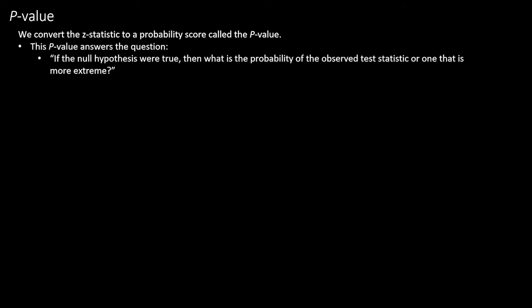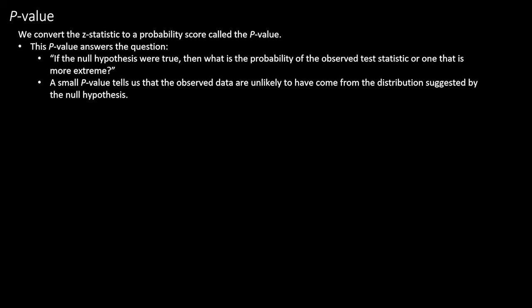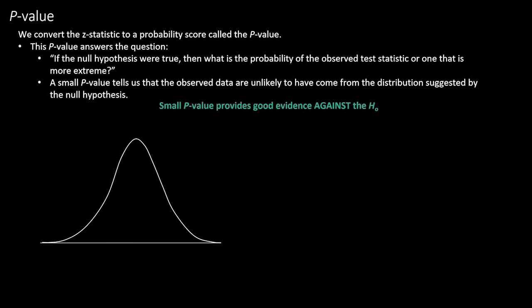The p-value answers the question: if the null hypothesis were true, then what is the probability of the observed test statistic, or one that is more extreme? What does that mean? Well, a small p-value will essentially tell you that the observed data is unlikely to have come from a distribution suggested by the null hypothesis. In even simpler terms, a small p-value will provide good evidence against the null hypothesis, or let you reject your null hypothesis.